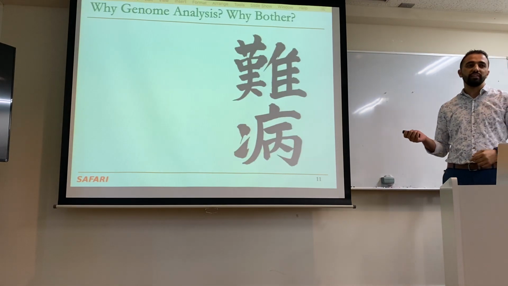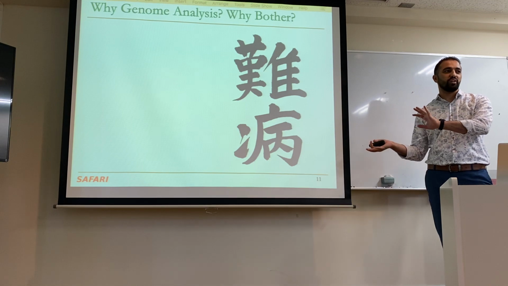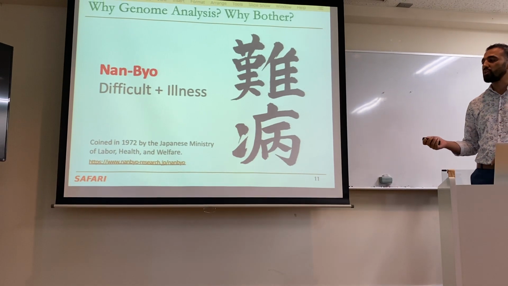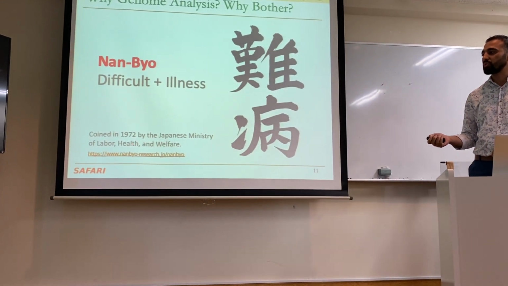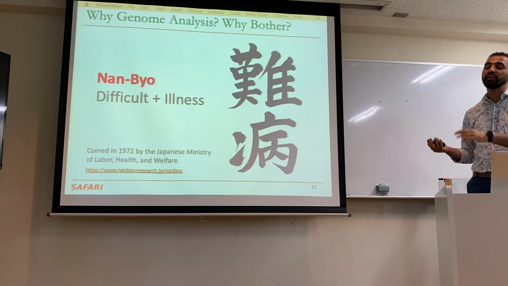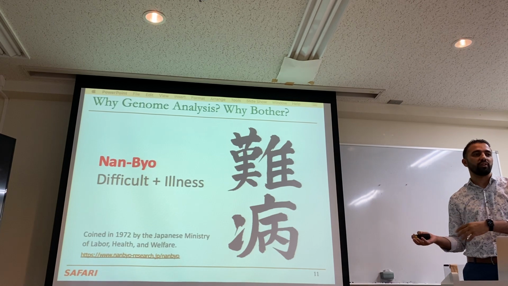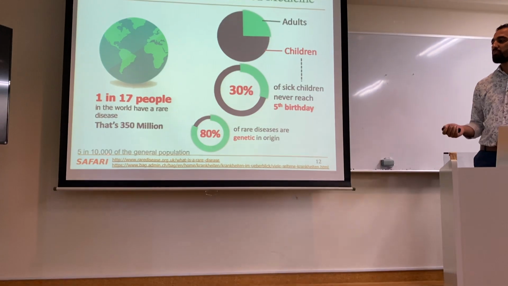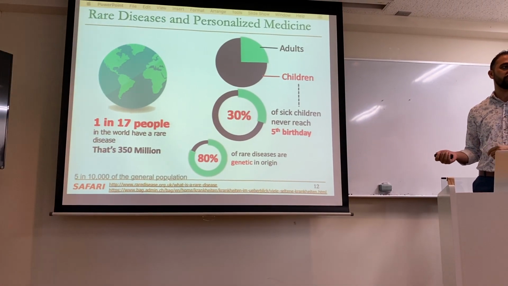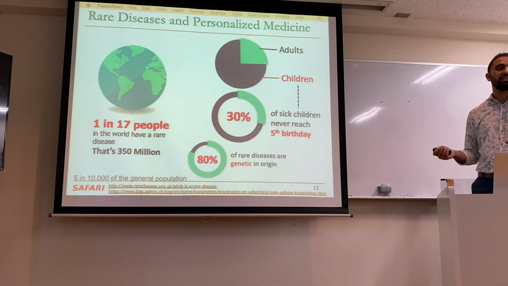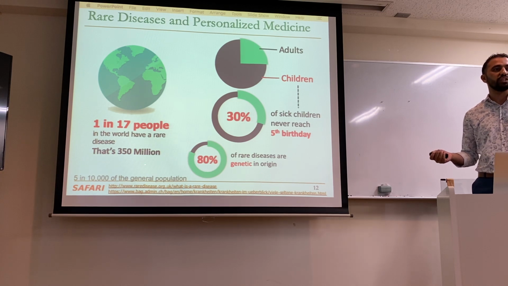Okay, so why genome analysis? Most of you know this term. It means difficult illness, a term coined by the Japanese Ministry of Health, Labour and Welfare that refers to a rare disease. I think difficult illness is more accurate than rare disease because it's no longer rare. Based on the definition, some people define it as 5 in every 10,000 people who get this rare disease. But it's also expected that 1 in every 17 people will develop or have a rare disease at a different stage of their life.